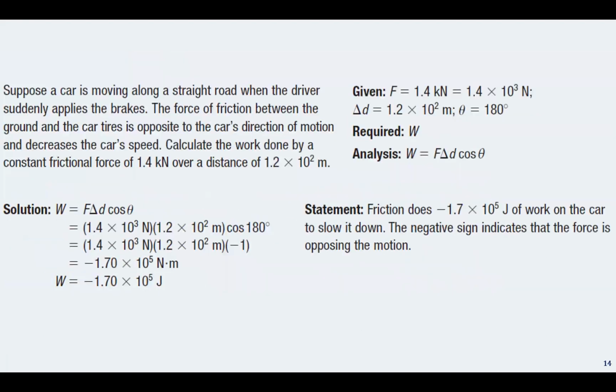So the work done by the friction force is given by W equals F delta D cosine theta, right? Here we know cosine theta is actually cosine 180 degrees. So put all the values in. We have the work done is negative 1.70 times 10 raised to the power of 5 joules. The negative sign here indicates that the force is opposing the motion. Okay, any questions?